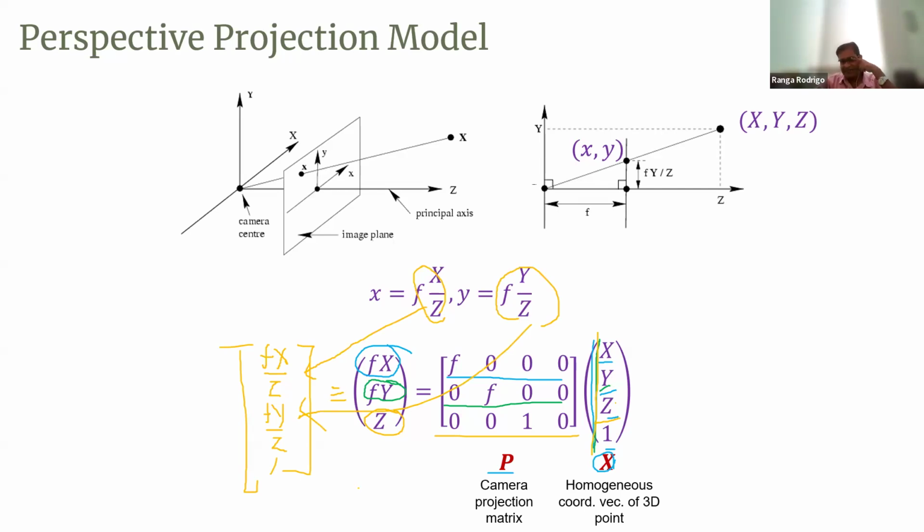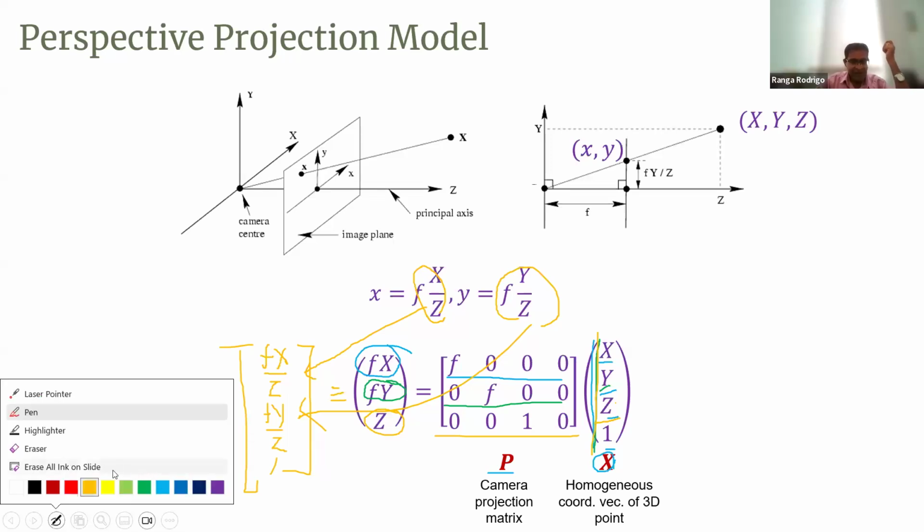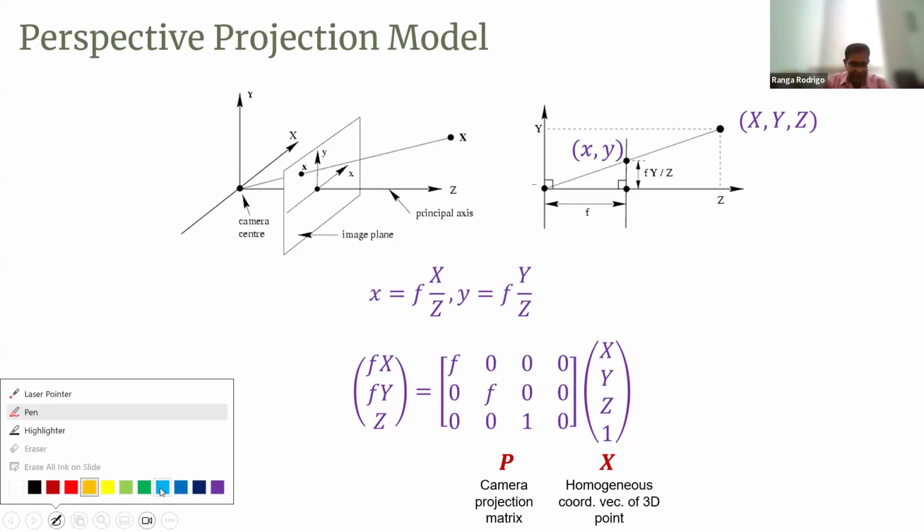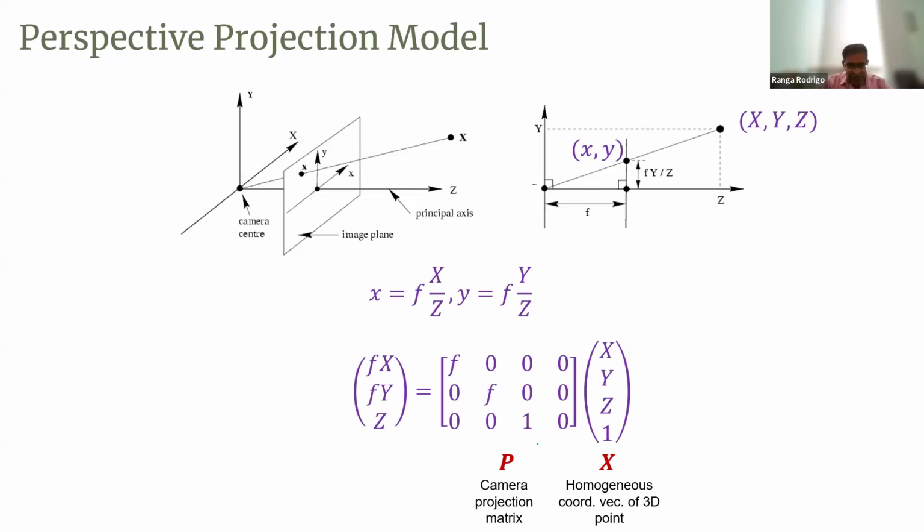Any questions about this? Okay. Now this camera matrix is very special. This camera matrix is of size what? It is of size 3 rows and 4 columns.